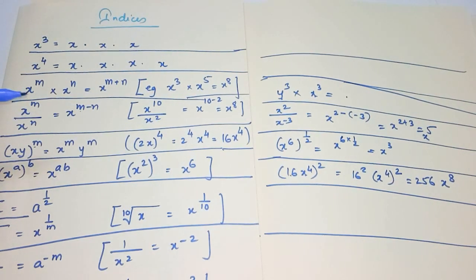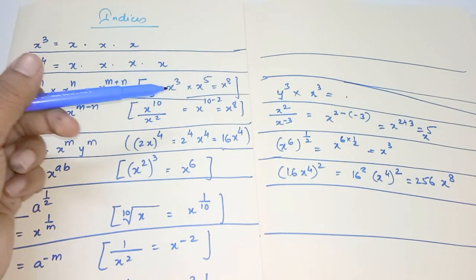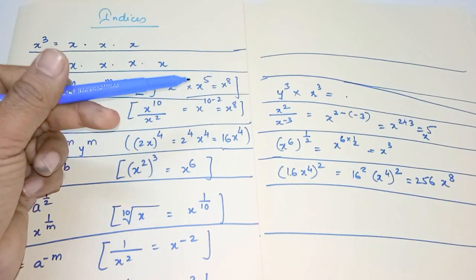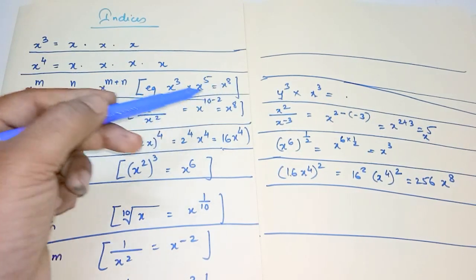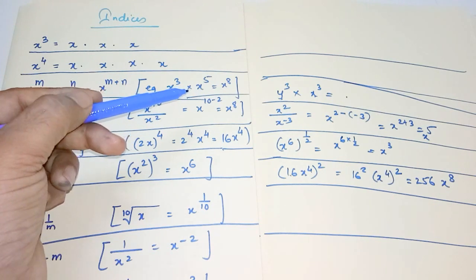Now the first property that is assessed in CIE examinations is x to the power m times x to the power n, which is x to the power m plus n. The logic is that if you're multiplying x 3 times here and x 5 times there, the total power is going to become x to the power 8, because you're multiplying overall 8 times.